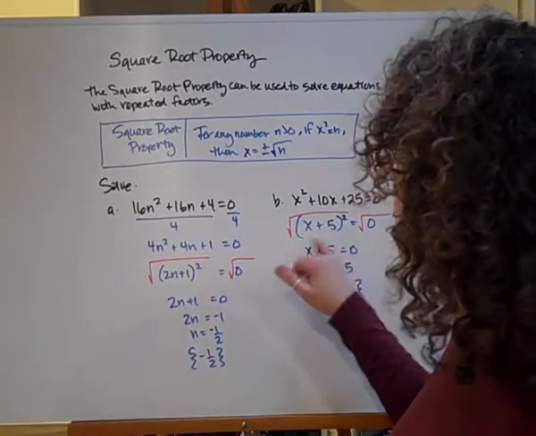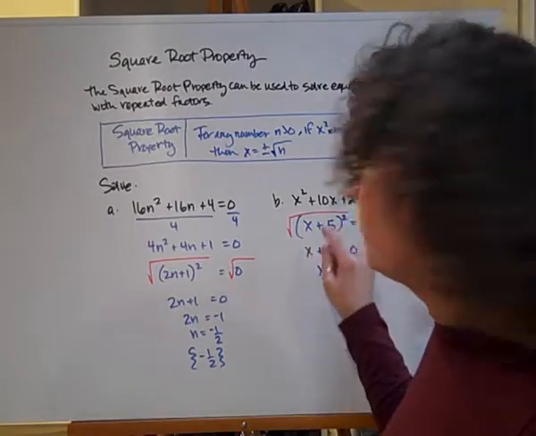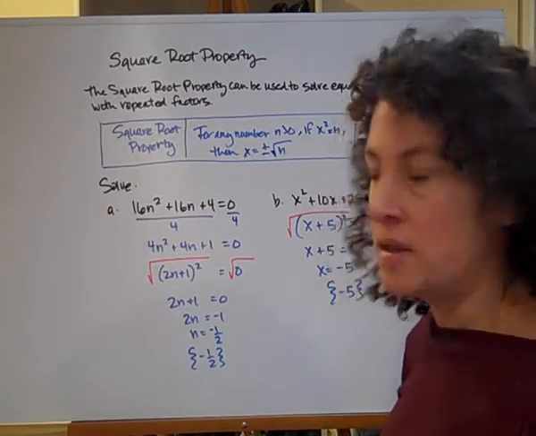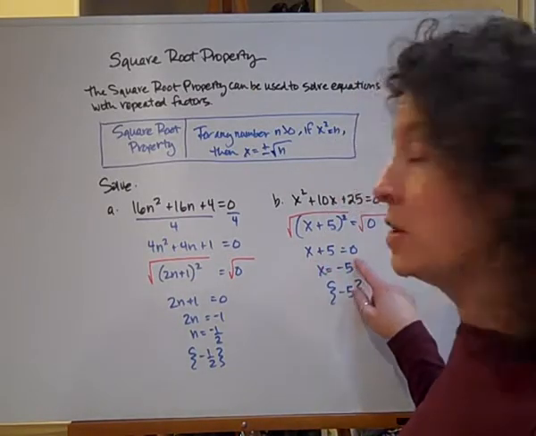That works. So I'm going to factor this into x plus 5 squared. Since I have a perfect square on one side, I'm going to find the square root of each side to isolate that variable. I get x plus 5 equals 0.